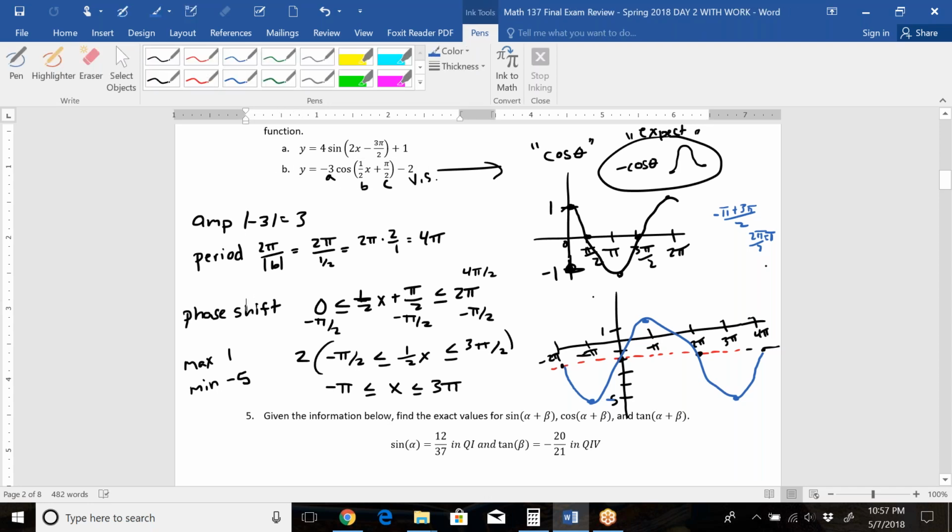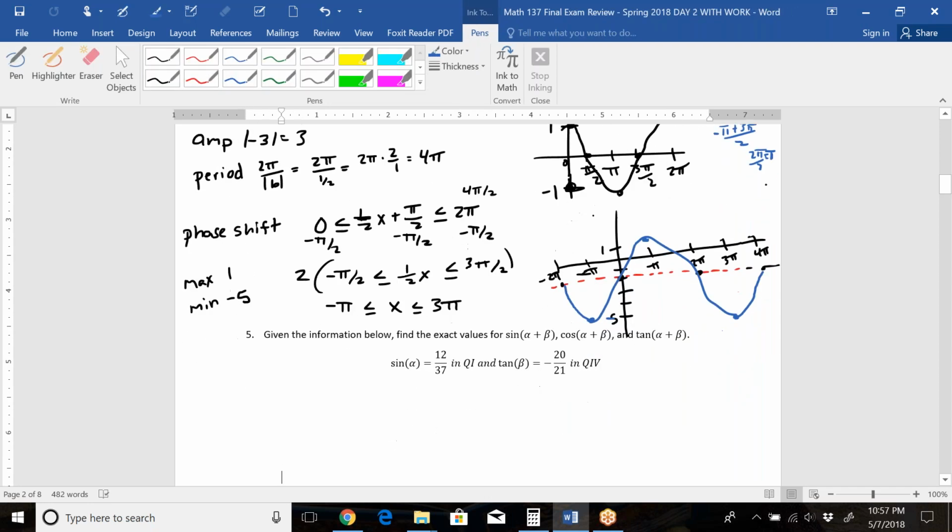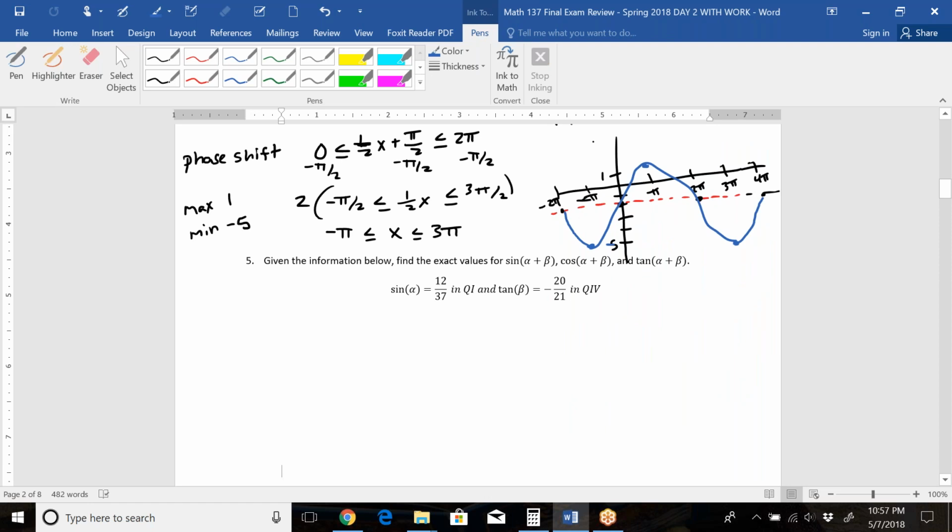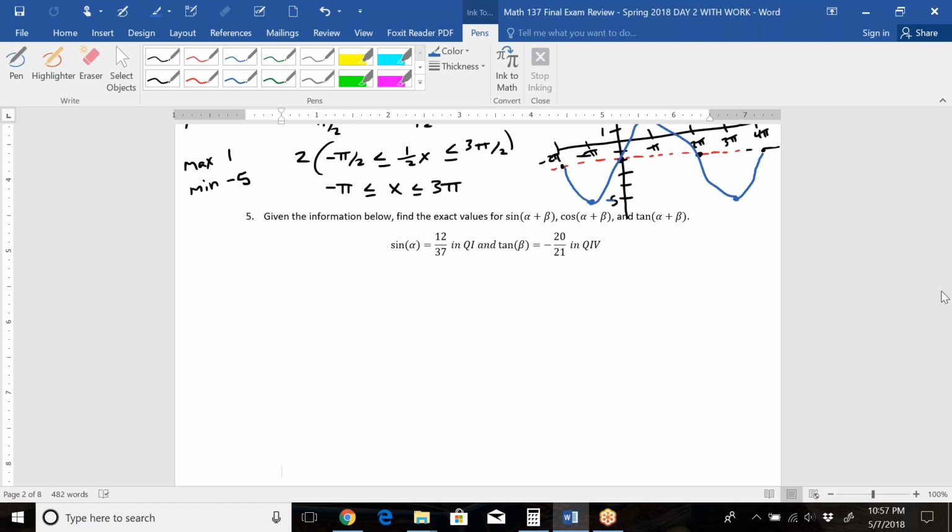Okay, let's talk about number 5. It says that given the information below, we need to find the exact values for sine of alpha plus beta, cosine of alpha plus beta, and tangent of alpha plus beta. So we're looking at doing our sum formulas here. Let's write down what those formulas are so that we can use them in just a second.